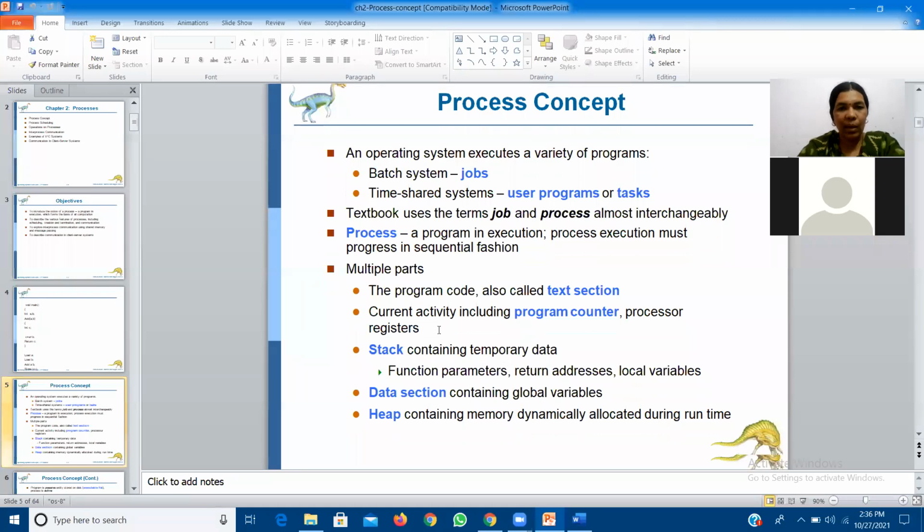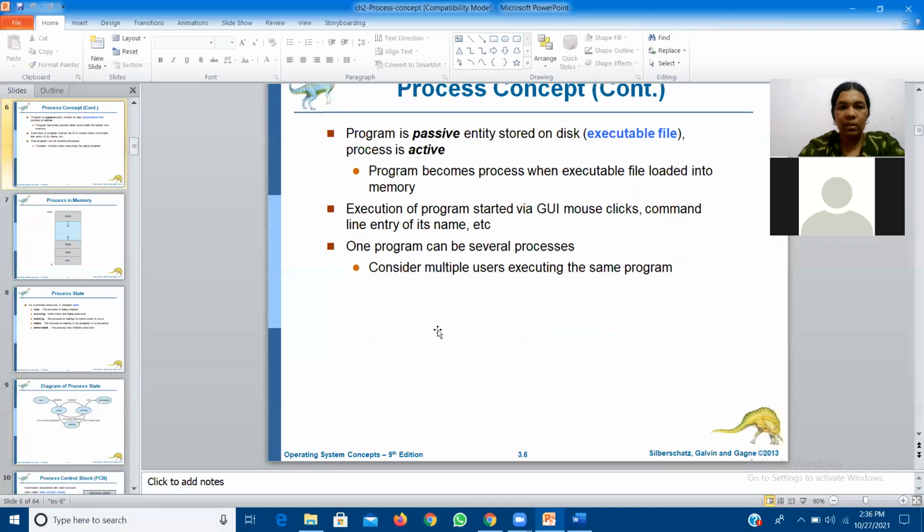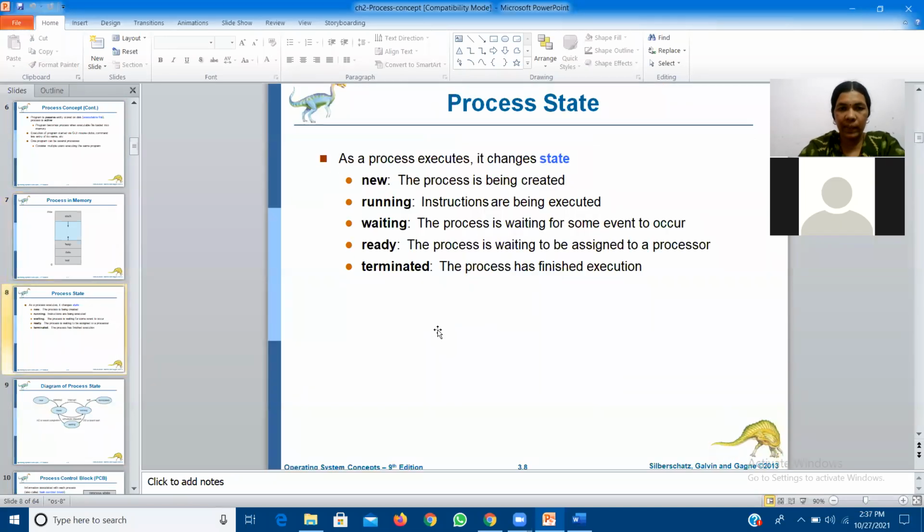Then we discussed the concept of process state. So what is state? What is the technical definition of process state? Anybody? Yes, the current activity of the process. Good. It's the current activity of the process.